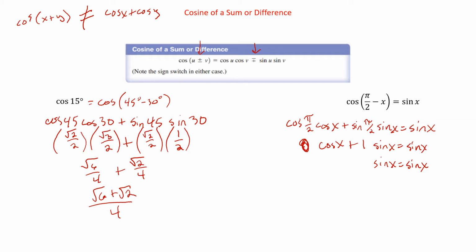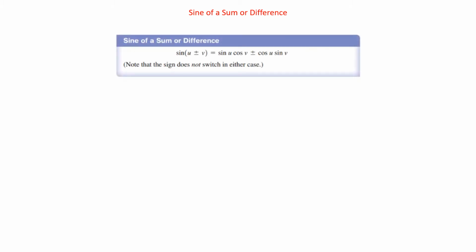So that's cosine. So cosine of u plus v is cosine u cosine v minus sine u sine v. We have cosine times cosine minus sine times sine. The sine of a sum or difference, we have sine u cosine v plus cosine u sine v. In this case, the sign, the plus or minus, does not change.